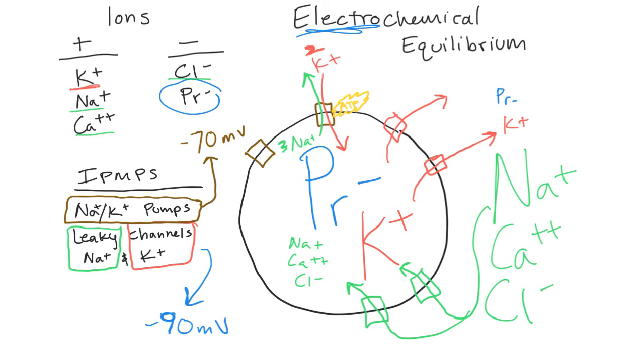So the leaky channels, what type of passive transport is that? It'd be facilitated diffusion, right? So they're going through a channel from greater to lower concentration. But yeah, that would be a passive transport, facilitated diffusion.